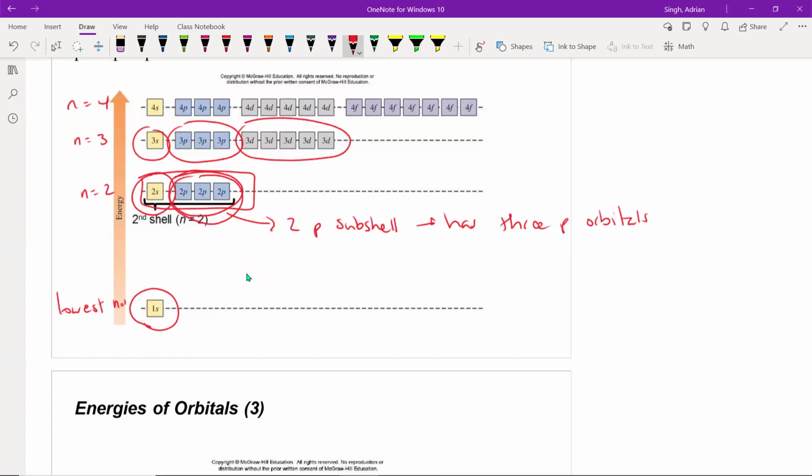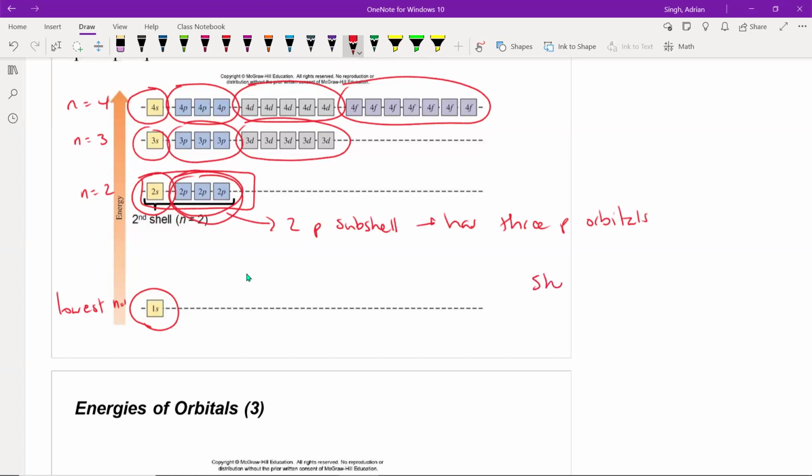For n equals 4, guess how many subshells we have? We have 4 subshells. The 4s with 1 s orbital, the 4p with 3 p orbitals, the 4d with 5 d orbitals, and now the 4f with 7 f orbitals. Okay, so each shell, each energy level can be broken down into subshells, s, p, d, or f, and each of those subshells has a certain number of orbitals.